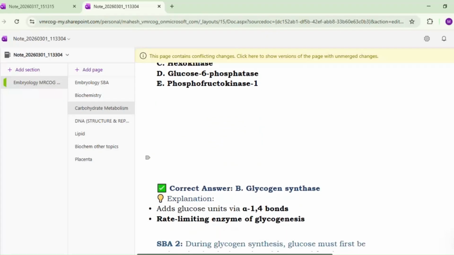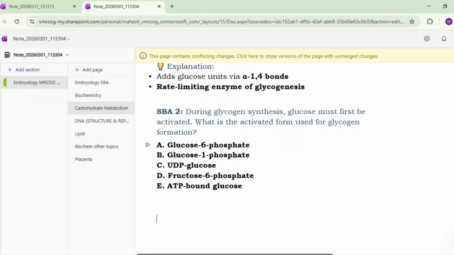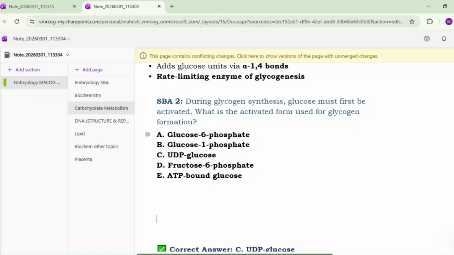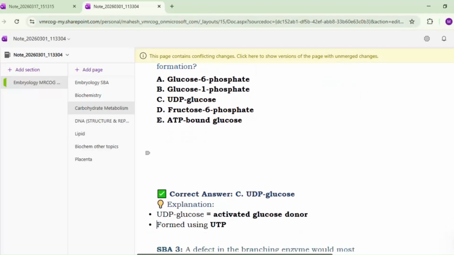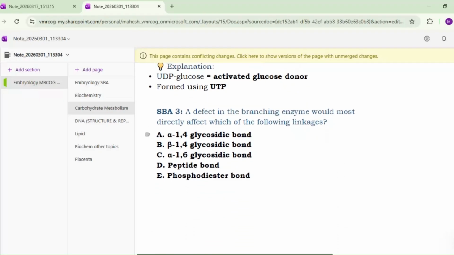It adds glucose units via alpha 1,4 bonds. That is the rate limiting enzyme for glycogenesis. Next. During glycogen synthesis, glucose must first be activated. Which is the activated form used for glycogen formation? Option C, UDP glucose, sir. Yes, UDP glucose, that is the first step. UDP glucose is the activated glucose donor formed using UTP.